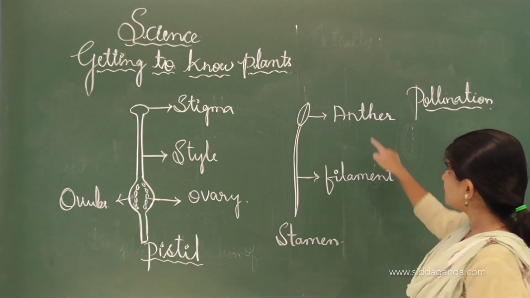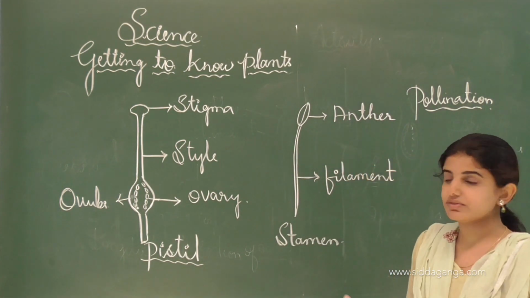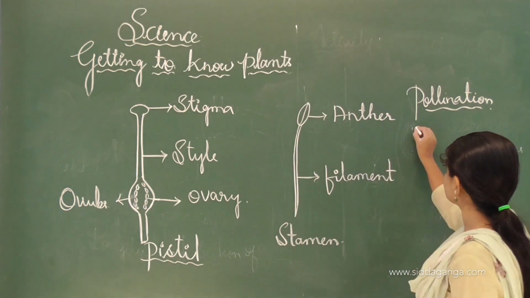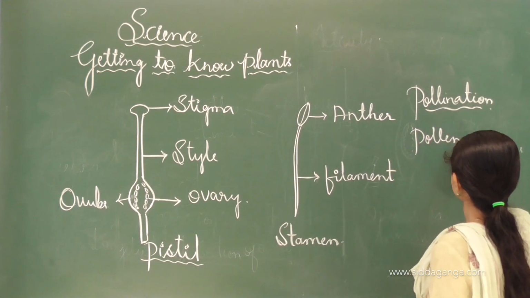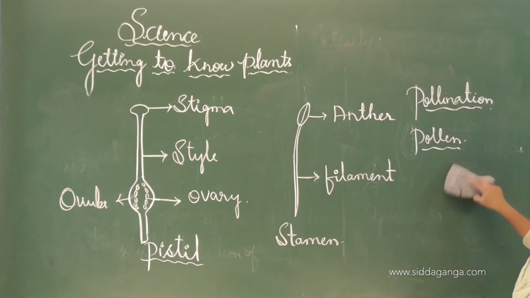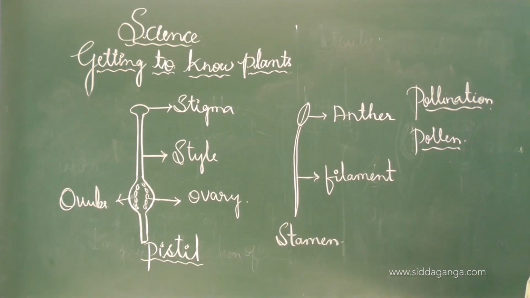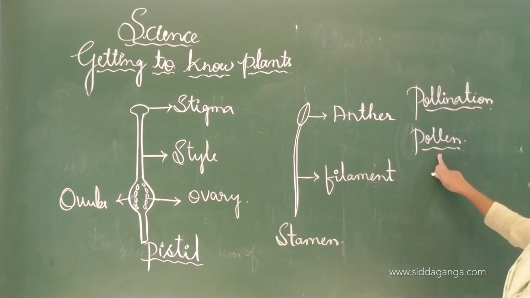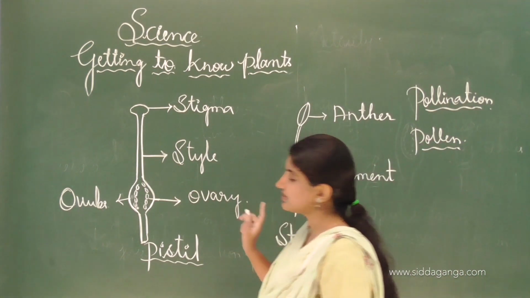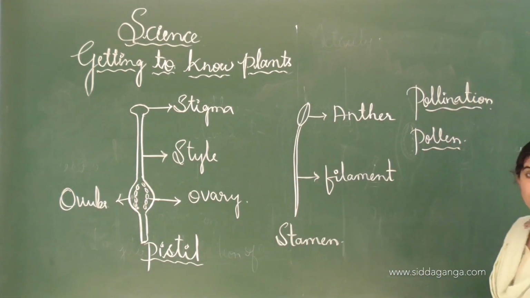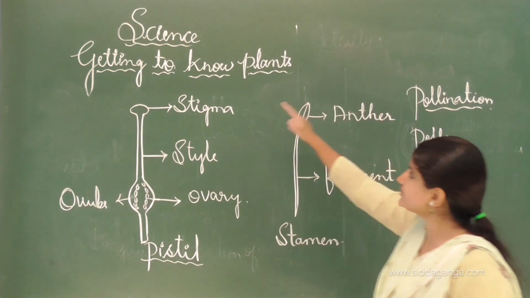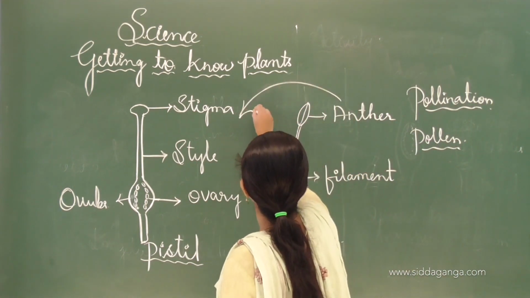See, as I told you, anther bears a powdery yellow mass, a yellow substance which comes out from the anther. This powdery mass is nothing but the pollen. See here, pollen is very important for the reproductive process and also the pollination. Transfer of pollen grain from anther of a stamen to the stigma of the pistil is called pollination. In short, the transfer of pollen grains from anther to the stigma is called pollination.